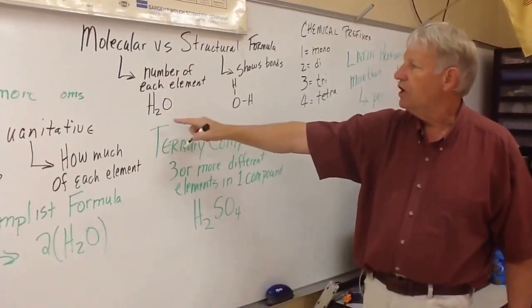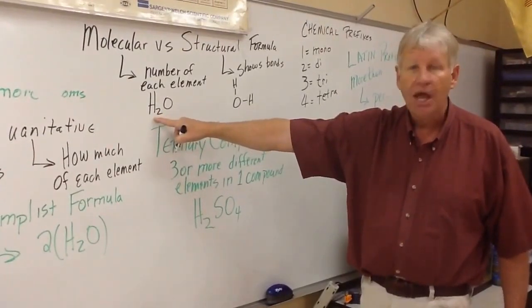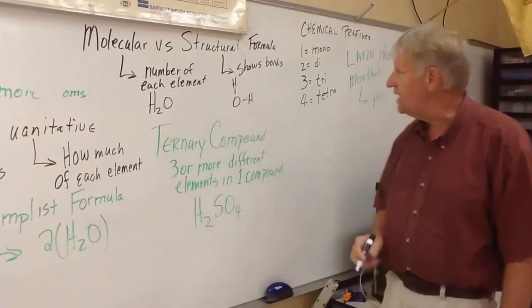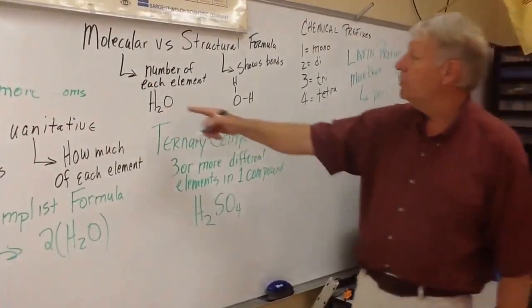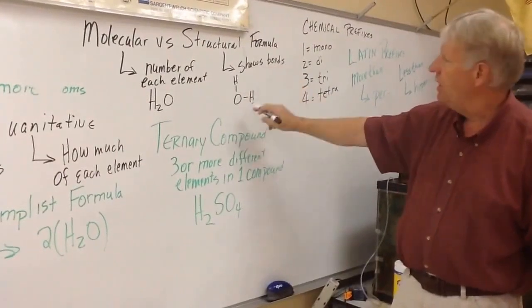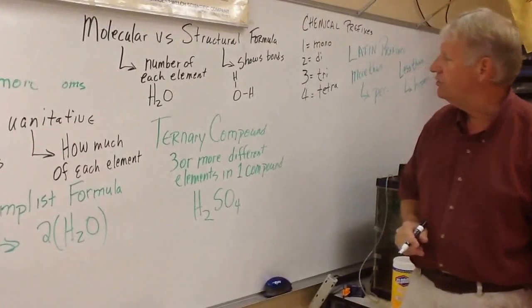2 hydrogens, 1 oxygen. Of course, you know that 2 is a subscript down below it, meaning that there's 2 of the preceding element. And if there's no subscript, that means that there's 1 of the element preceding that. So the molecular formula would be H2O, but the structural formula actually shows the bonds. So water, H2O, we have two bonds at 90-degree angles.